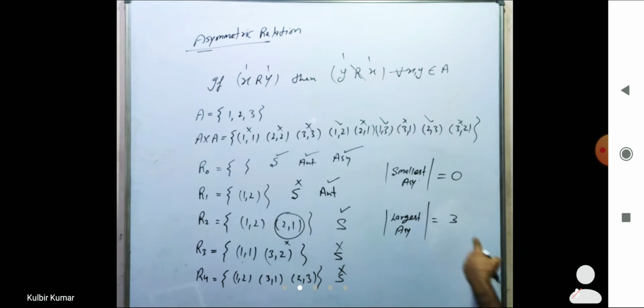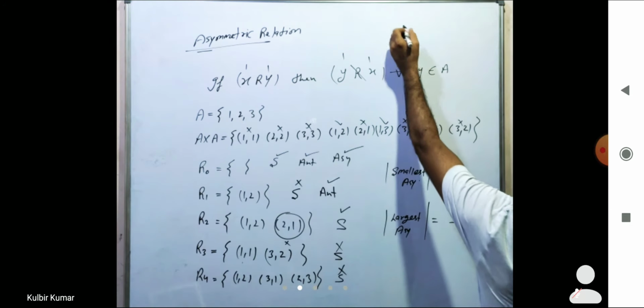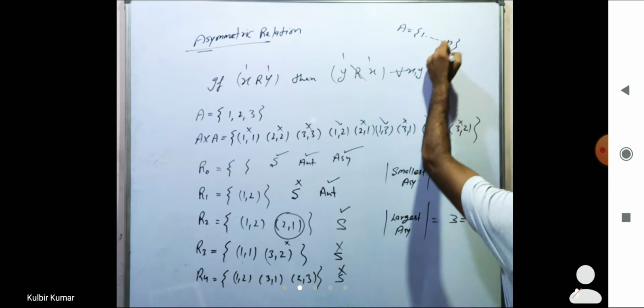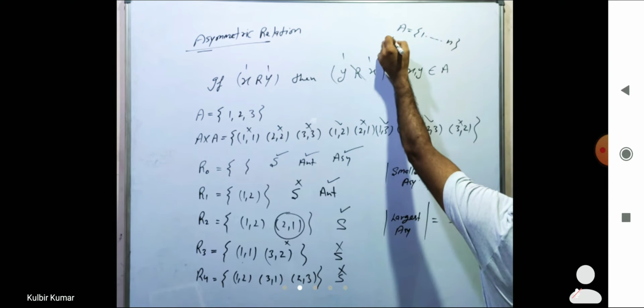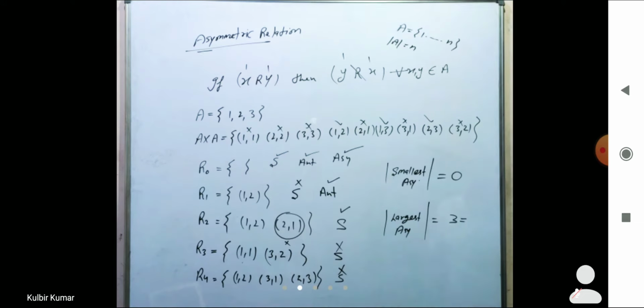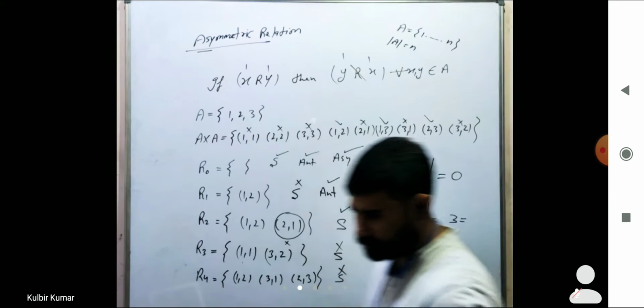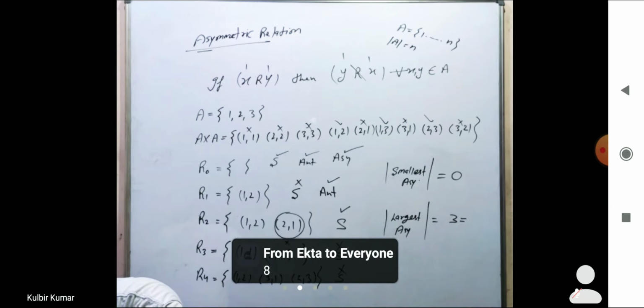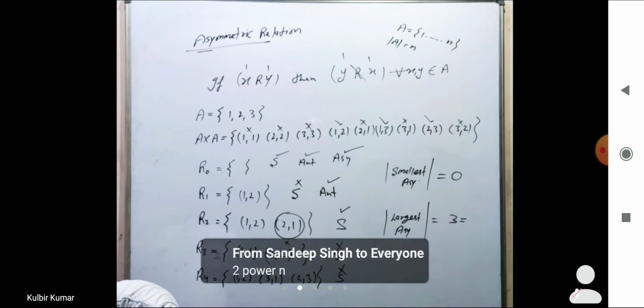Okay, if we generalize this one, then what should be the cardinality? अगर इसको जनरलाइज कर दिया जाए, that I am saying that say set A having 1 2 3 up to n elements, right? Then cardinality of A equal to n. Then what will be the largest asymmetric relation? Oh, Ekta is saying it is 8 for the largest one.